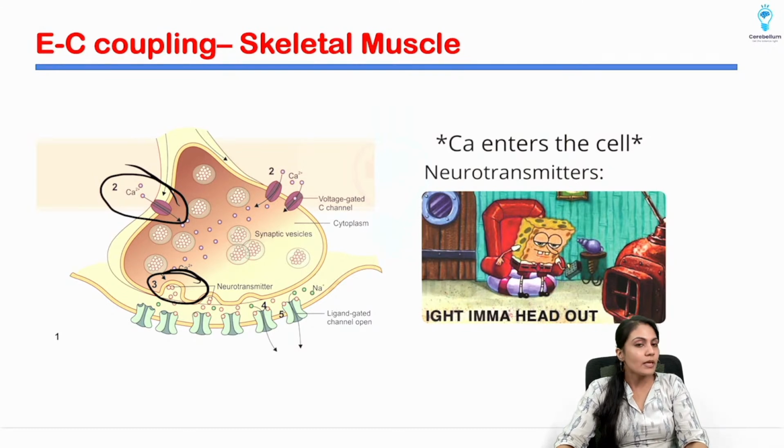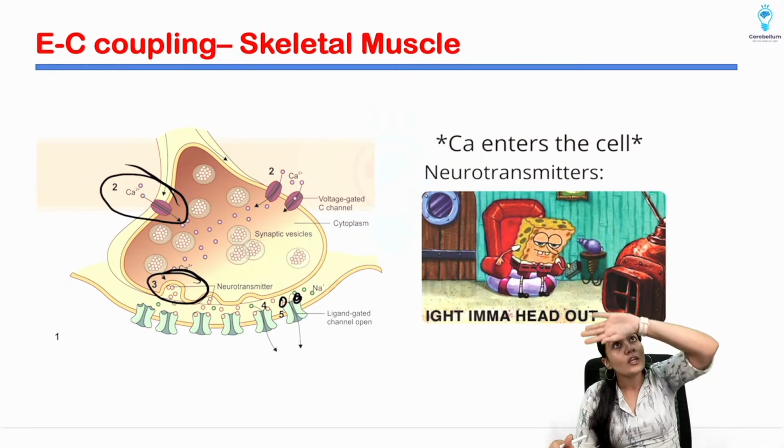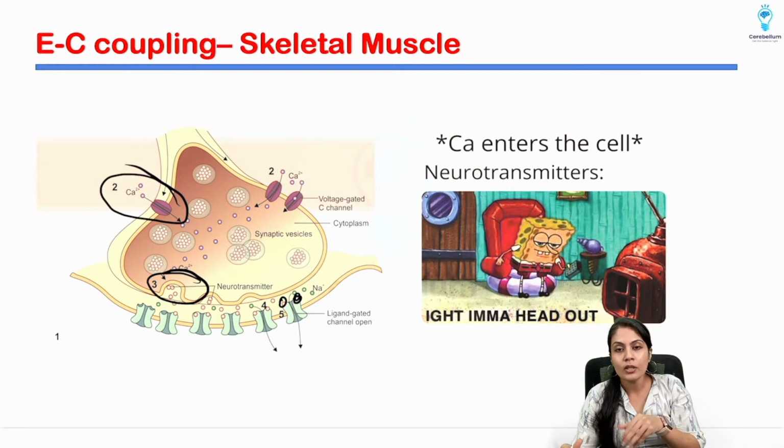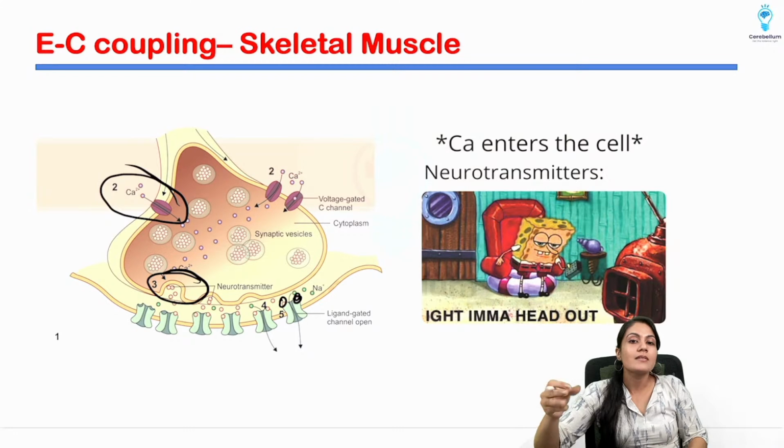As soon as the exocytosis happens, this acetylcholine goes and sits on these ligand gated sodium channels. The ligand gated sodium channels will open, the sodium entry will take place into the sarcolemma, and that will produce the action potential in the muscle cell also.